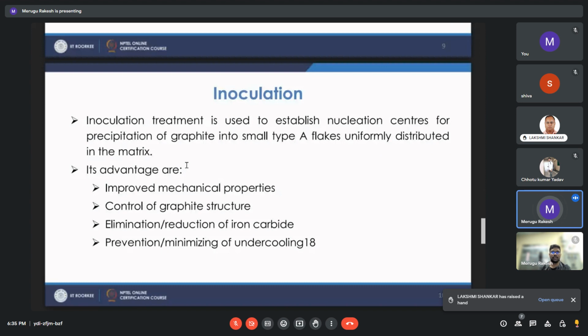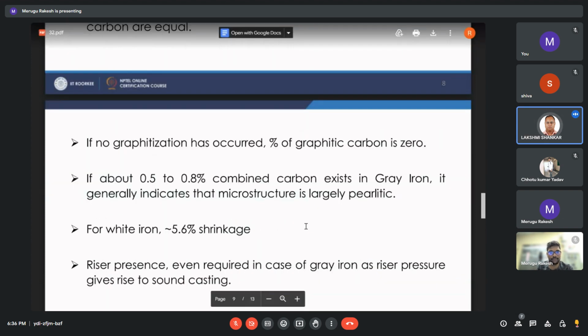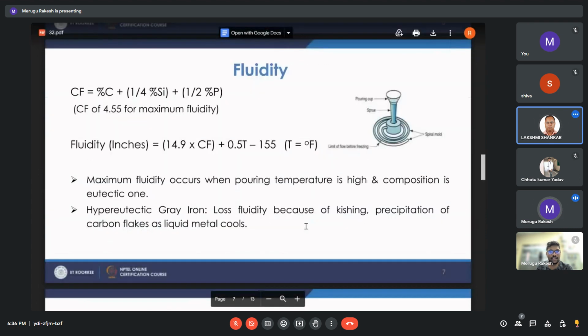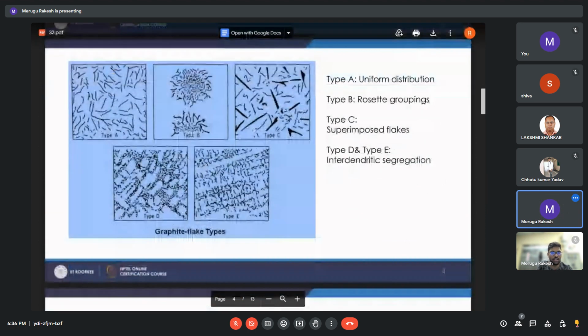Sir, one question. How do we know that the graphitization process is complete? What is the indicator? Your previous slide, yes, this one. So I have shown you some micrographs, if you remember.